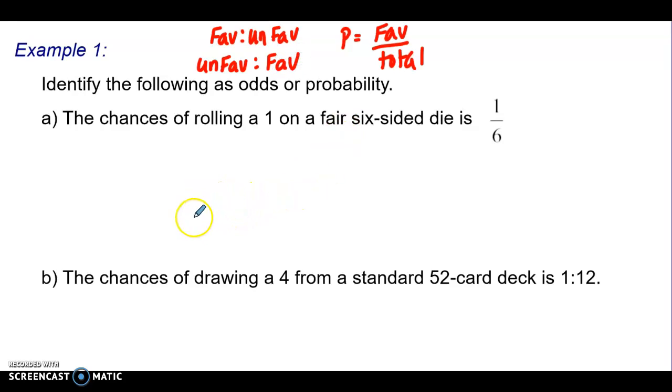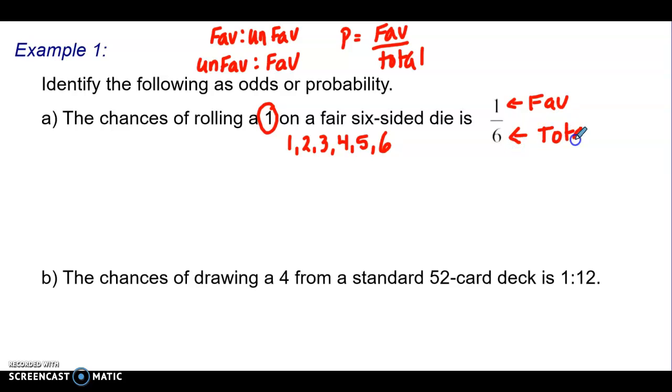So let's take a look at A. The chances of rolling a 1 on a fair six-sided dice is 1 over 6. So 1 is our favorable outcome. And the number of possible outcomes on a six-sided dice are the numbers from 1 to 6. And there are 6 possible outcomes. So this 6 is representing the total possible outcomes. We have, in this instance, favorable outcomes over the total. So this describes probability.